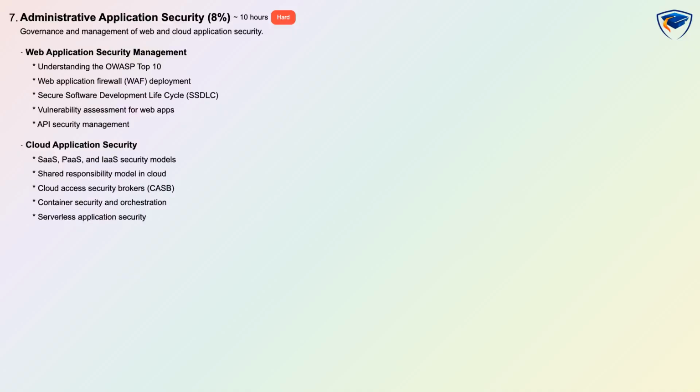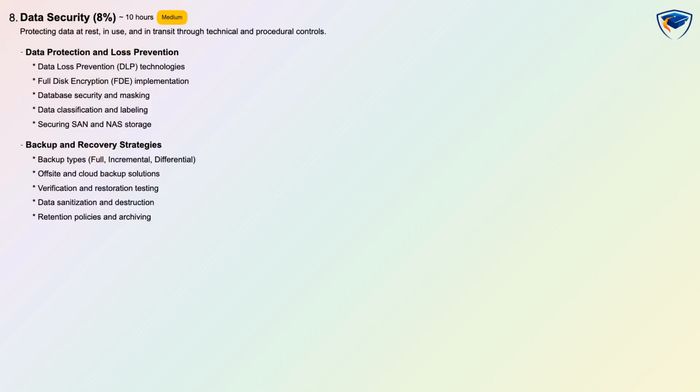security judgment. Data security makes up 8% and focuses on protecting data at rest, in use, and in transit using technical and procedural controls. You will cover data loss prevention tools, full disk encryption, database masking, data classification, backup and recovery strategies, and retention and sanitization policies. This medium difficulty domain recommends about 10 hours of study and combines conceptual understanding with scenario-based questions.